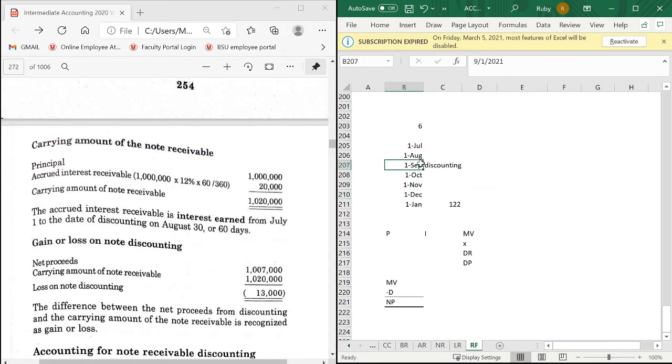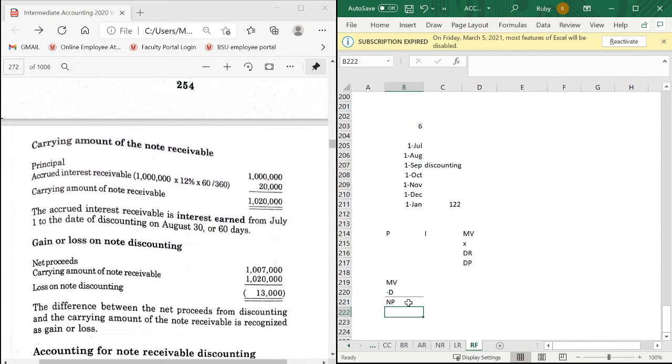So, as of September 1 or August 31, meron ka ng accrued interest receivable na 20,000. Pag in-add mo yung principal doon, yun ay meron ka ng carrying amount ng note receivable mo na 1,020,000. Yung 1,020,000, ibabangga mo ngayon sa carrying amount. Yung 1,020,000 ibabangga mo sa net proceed.